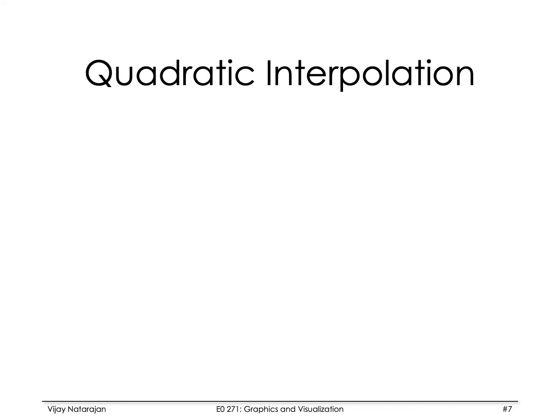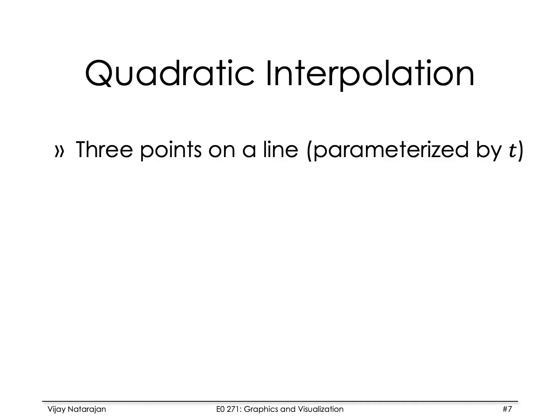So what are the other interpolants? Quadratic comes next. In the case of a linear interpolant, we required two sample points, and we could fit a line passing through these two points. In the case of a quadratic interpolant, in order to uniquely determine the interpolant, we need 3 sample points.